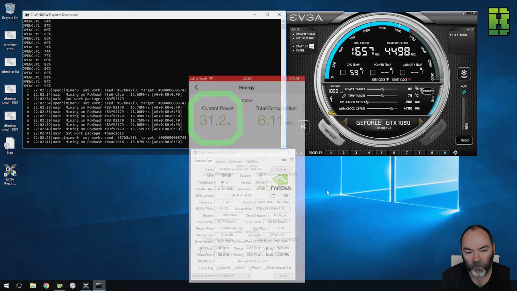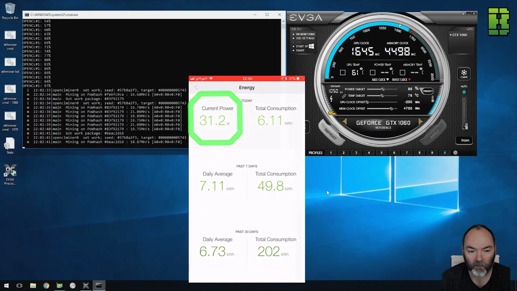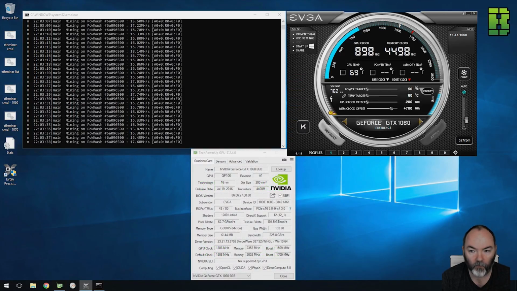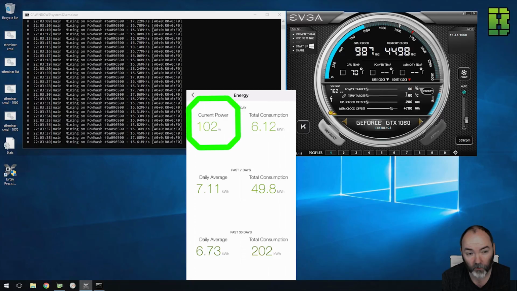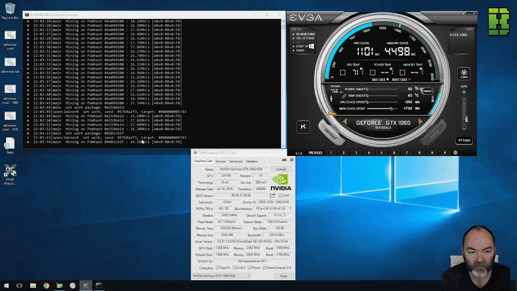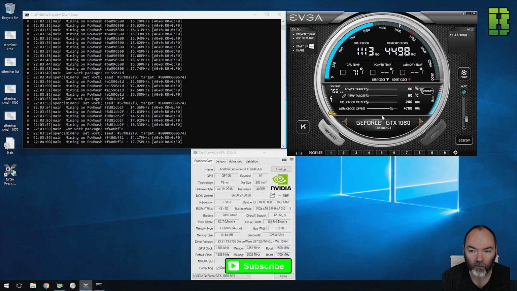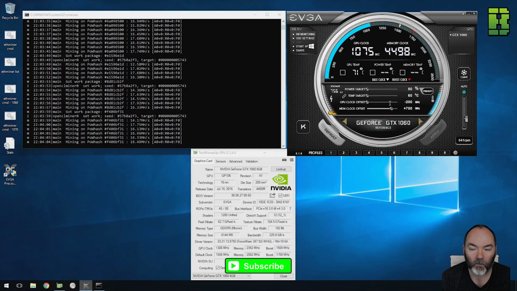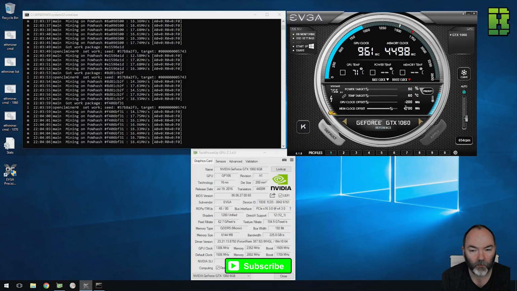So on standard, this was using about 31 watts without any GPU activity. Okay, so now we're up and running a profile of 50% power. It's running 102 watts or thereabouts, getting between 16 and 17 megahash, maybe some low 15s. The GPU core is underclocked to minus 200 and the memory set to plus 700. It's not going to change.